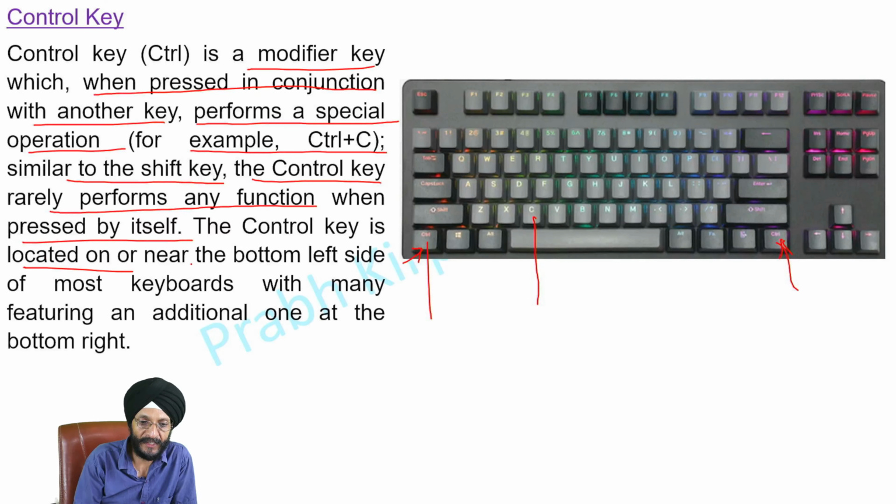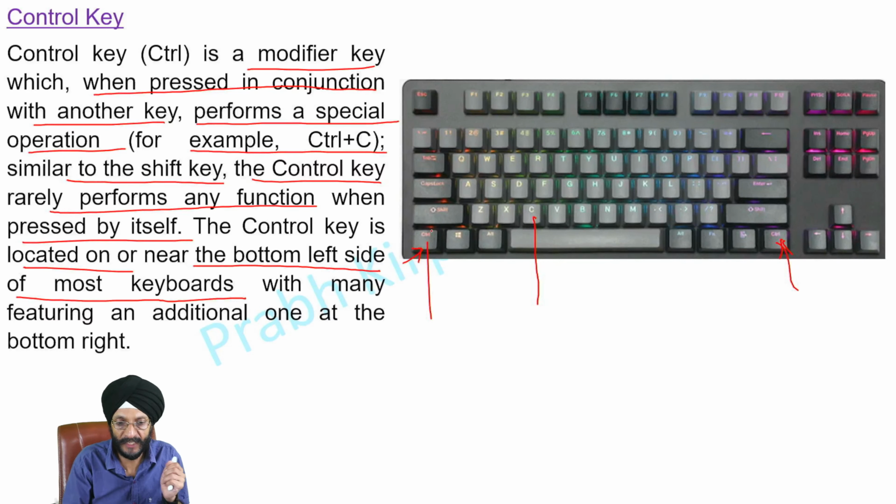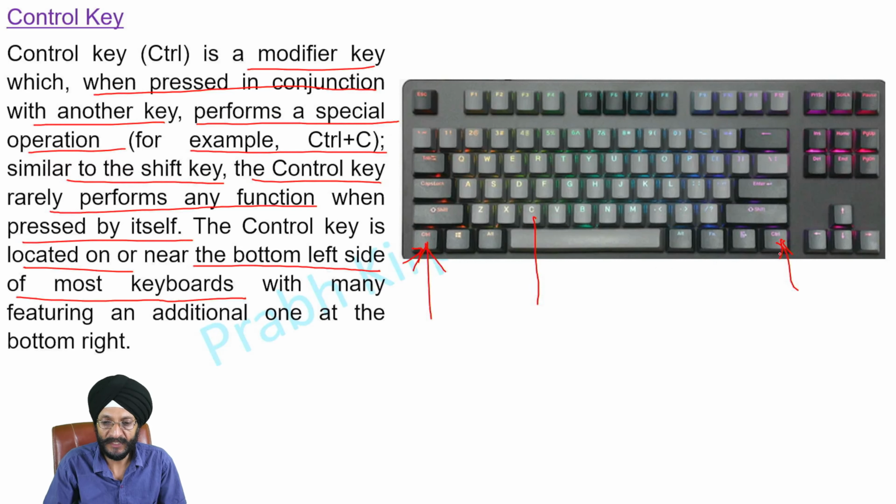The control key is located on or near the bottom left side of most keyboards. Here you can see that it is located on the left side, and in many other keyboards there is also another control key which is present on the bottom right. You can see here that this is the other key.